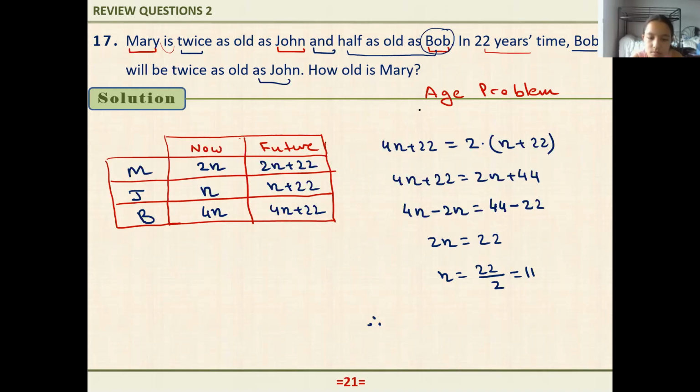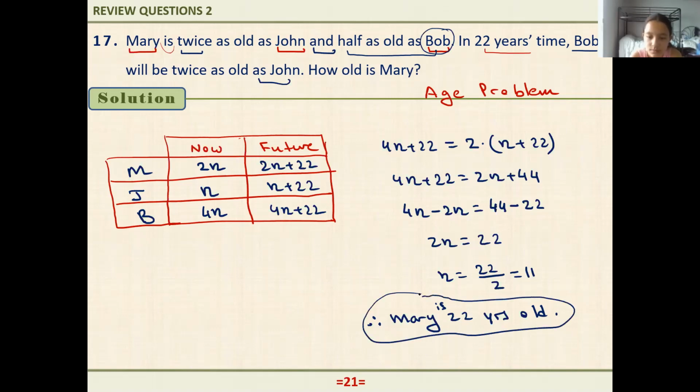How old is Mary now? She is 22 years old, because we need to find 2n. That is 22 years old. So Bob is 44. Okay. Good.